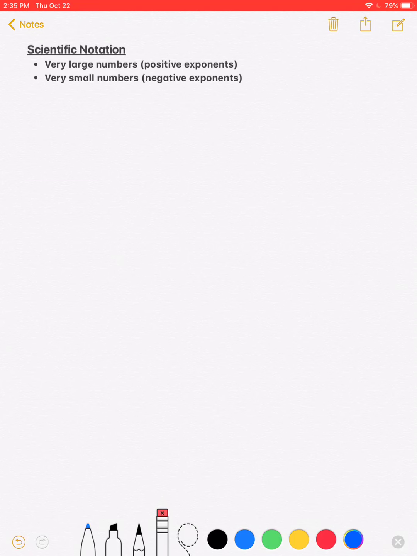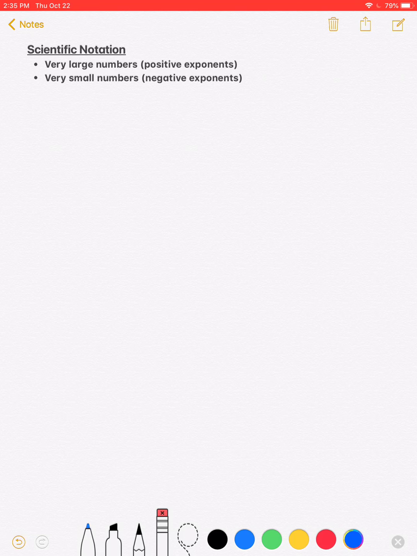So later on you will be practicing changing these numbers from standard form, which would just be how we normally write our numbers, just regular form, into scientific notation and back again. So you'll be doing both. You'll be switching from standard to scientific and from scientific to standard form, back and forth.